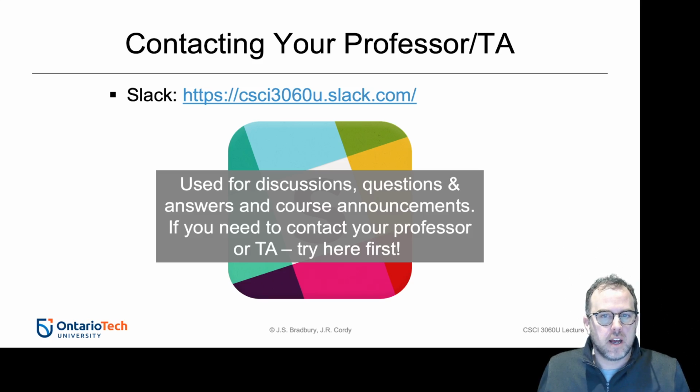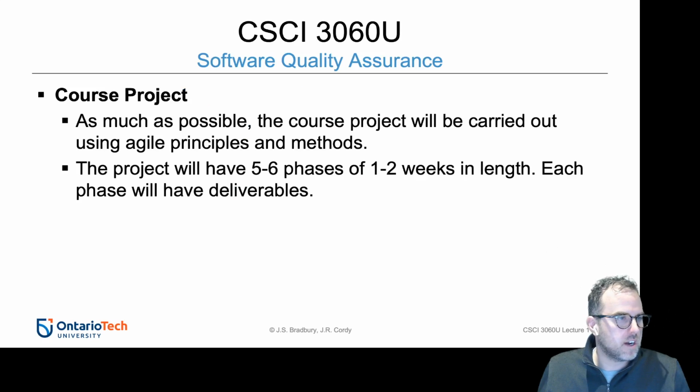Okay. Last thing is the course project, which I already outlined, so I'll basically skip it. 5 to 6 phases, 1 to 2 weeks in length. Each phase has a deliverable. So at the end of each phase, you deliver that phase. And then the next phase builds off that phase. Okay? And there will be more details on the project coming. But for now, that's all you really need to know.